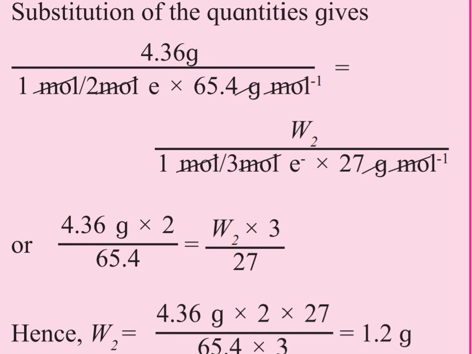Now students, we want the value of W2, so we will shift all the other values to the left hand side. When we do so, we get 4.36 into 2 into 27 upon 65.4 into 3. Students, the calculation can be done either using log or manually. The answer is 1.2 grams. Do not forget to write down the final answer: 1.2 grams of aluminium was deposited in the cell that contained the electrolyte AlCl3.